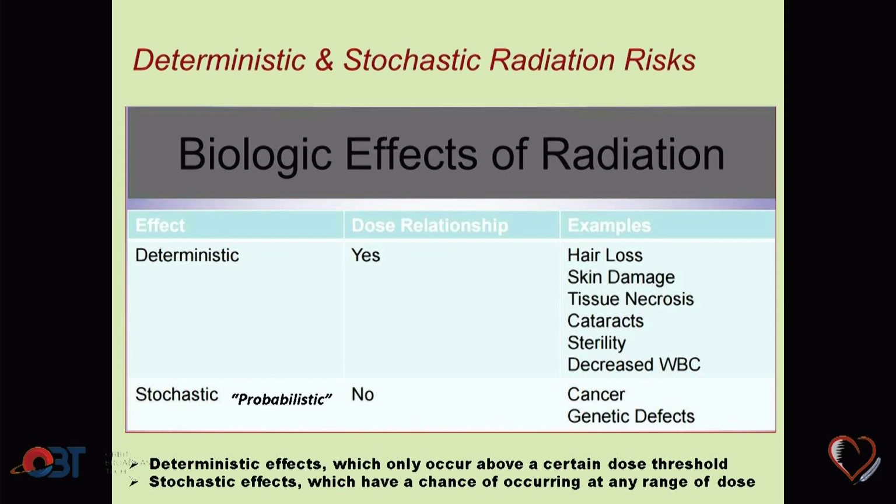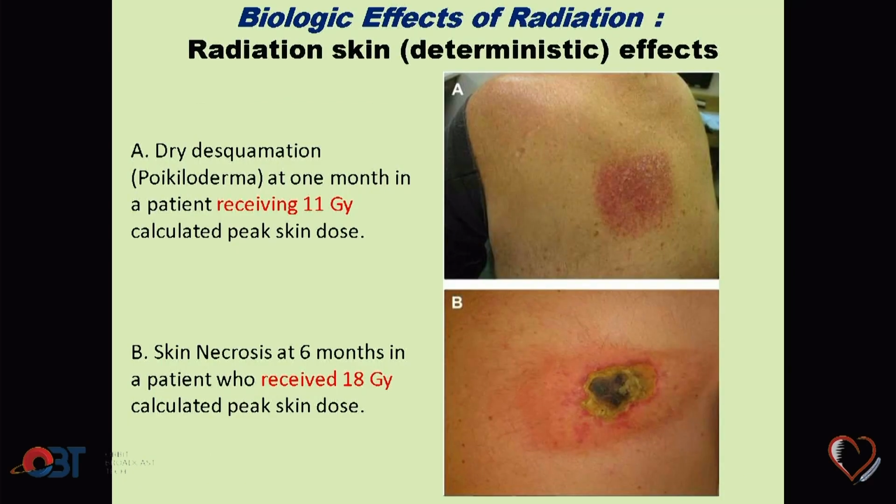What does it do? It causes two types of effects. One is called deterministic effect. The other is called stochastic effect. Deterministic effects are dose related. They happen, if not immediately, maybe in a month's time, 6 months' time. That results in hair loss, skin damage, tissue necrosis, cataracts, sterility, decreased WBC. Stochastic or probabilistic effects are cancer or genetic effects. So I'll give you some examples.